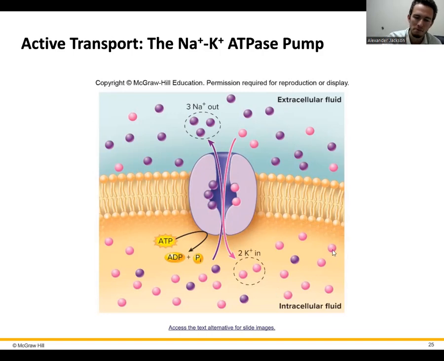Why is that important? The cell inside likes to have a lot of potassium. It wants to keep the sodium outside of it, okay? Just for some reason or another. We'll go back to this later on in this class. But it likes to keep sodium out, likes to keep potassium in.